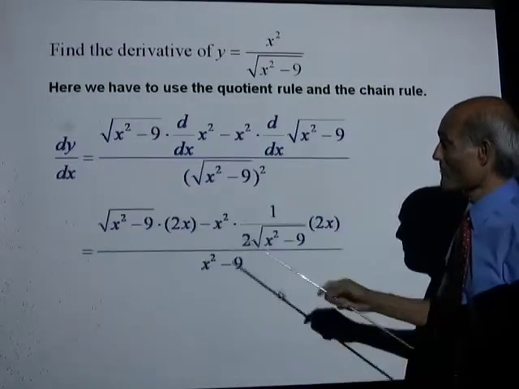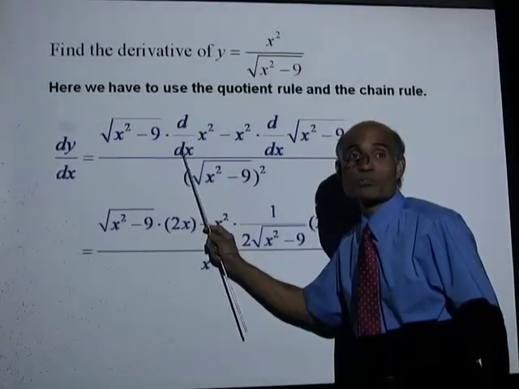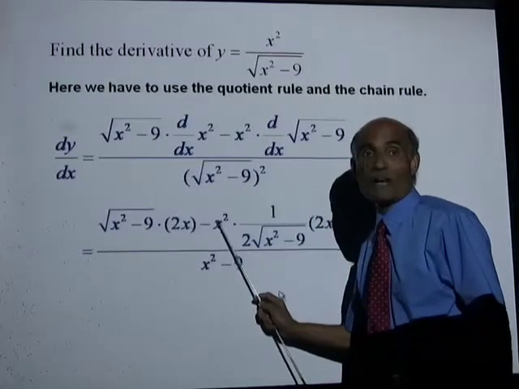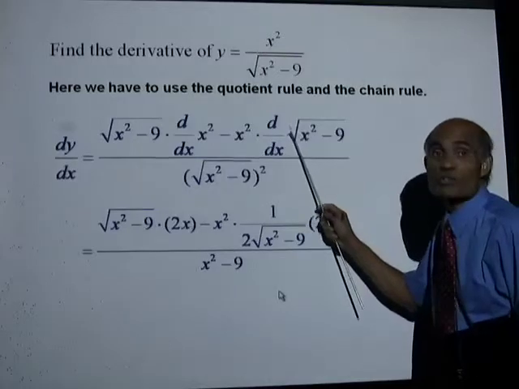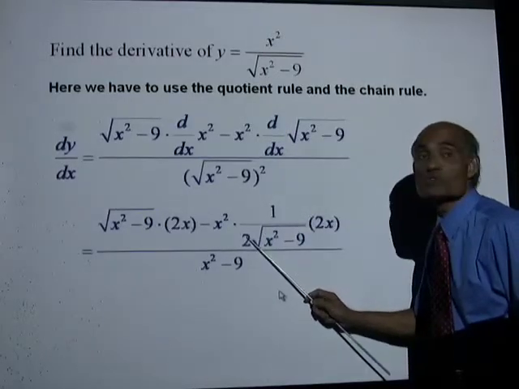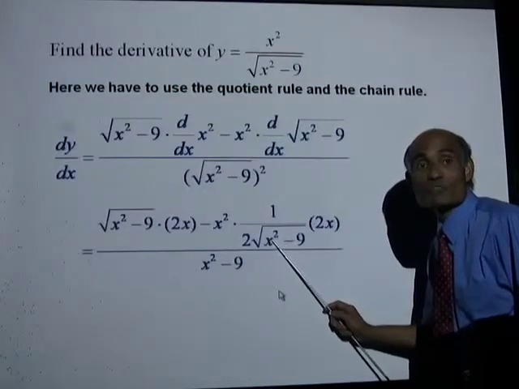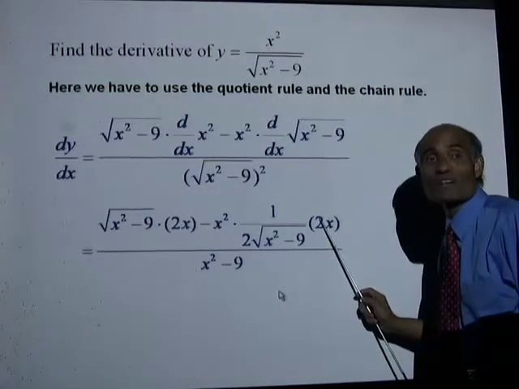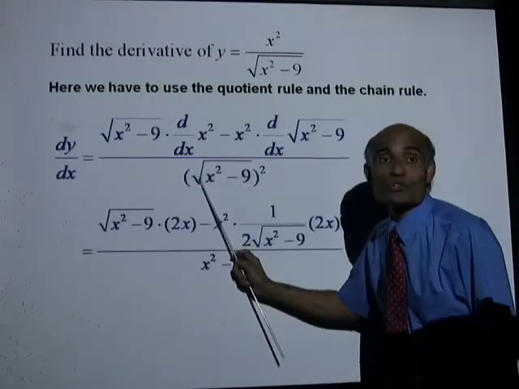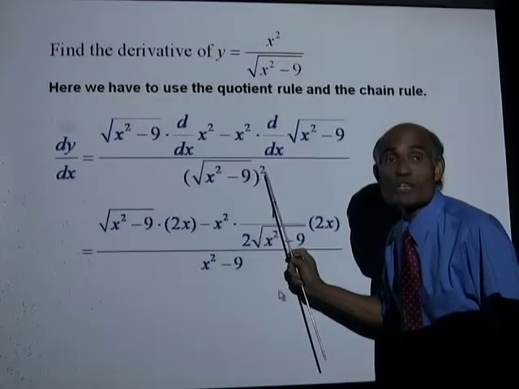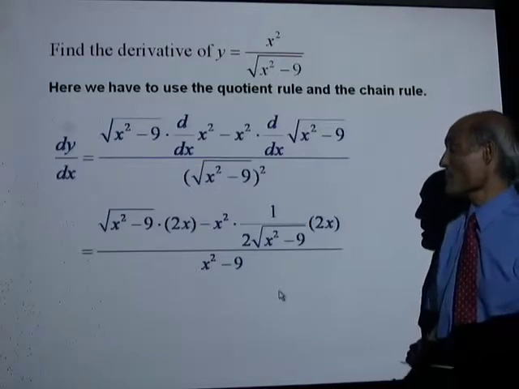Let's write that down. So that will be square root of x squared minus 9 times derivative of x squared, which is 2x, minus x squared times the derivative of the square root quantity, which is 1 over 2 square root of x squared minus 9 times the derivative of x squared minus 9, which is 2x, divided by, when you square a square root quantity, the square root will go. So the denominator is now x squared minus 9.